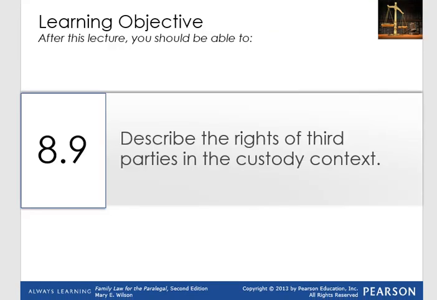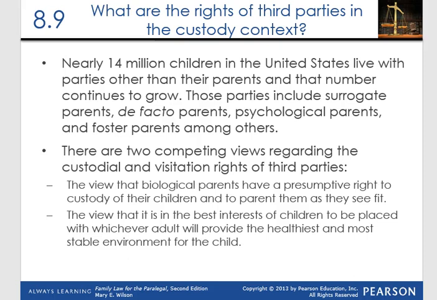Describe the rights of third parties in the custody context. Nearly 14 million children in the U.S. live with parties other than their parents, and that number continues to grow. Those parties include surrogate parents, de facto parents, psychological parents, and foster parents, among others.